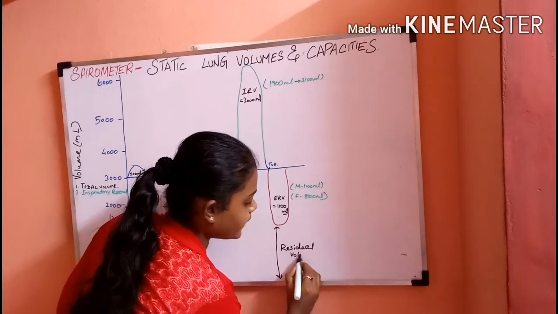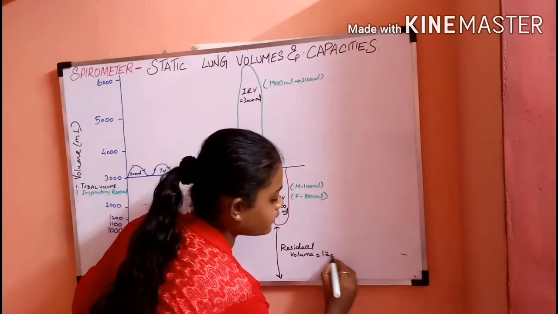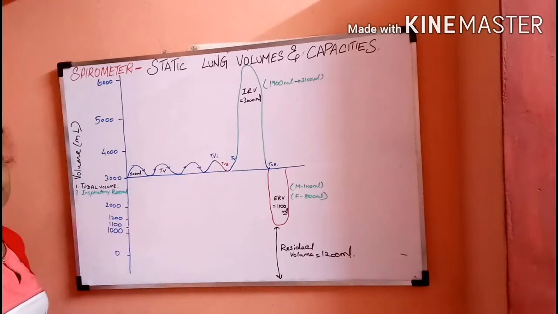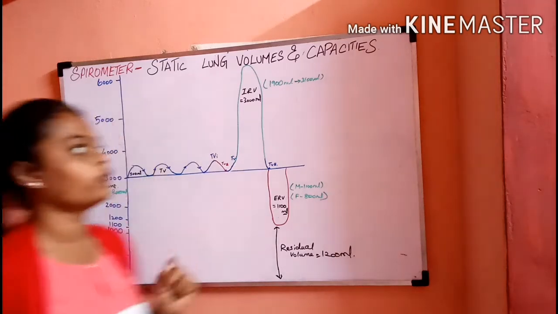The normal value of residual volume is 1200 ml. So this is the normal value of residual volume. Okay, from the first, I will tell it very clearly, listen.